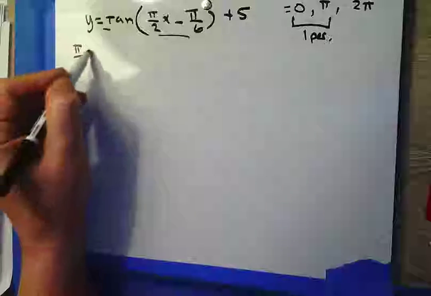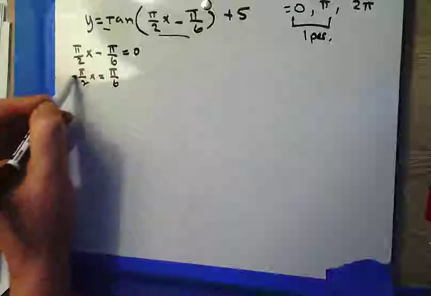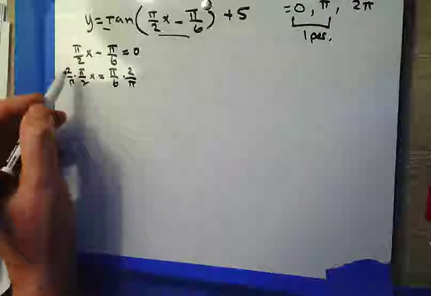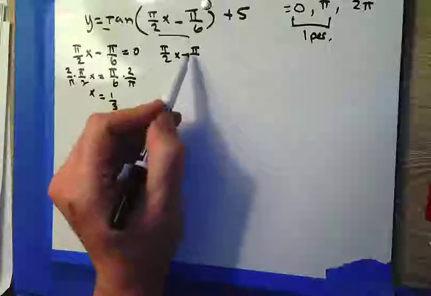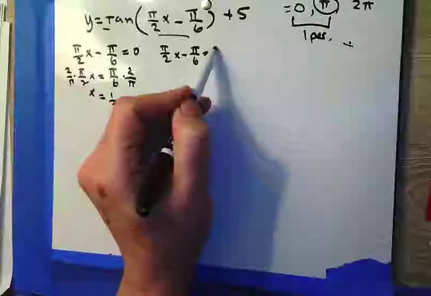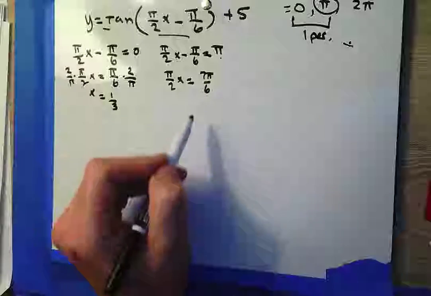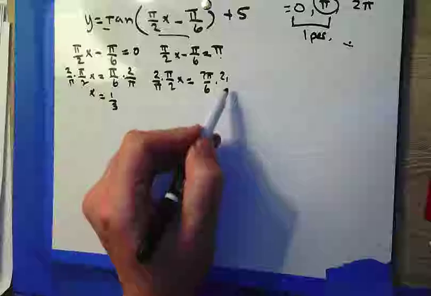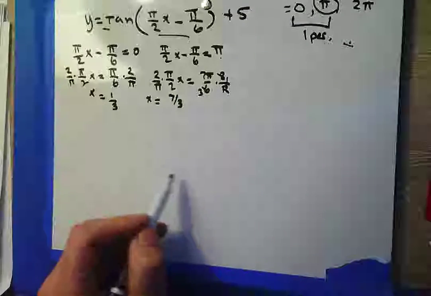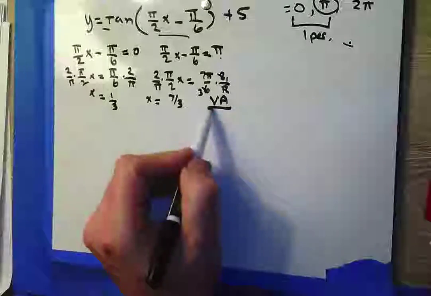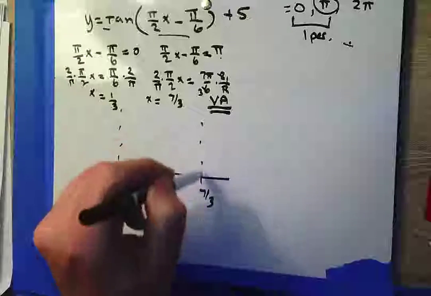Okay, so pi over 2x minus pi over 6 equals 0. Pi over 2x equals pi over 6. And when I multiply by the reciprocal, 2 over pi, I get that x equals 1/3. Now we need to set pi over 2x minus pi over 6 equal to pi, not 2 pi, pi. So pi over 2x equals 6 pi over 6 plus 1 pi over 6, which is 7 pi over 6. And then multiply by the reciprocal, 2 over pi. The pi's cancel, the 2's cancel, and I get x equals 7/3. So these are where the vertical asymptotes are on the tangent graph. At 1/3 and at 7/3, I have vertical asymptotes.